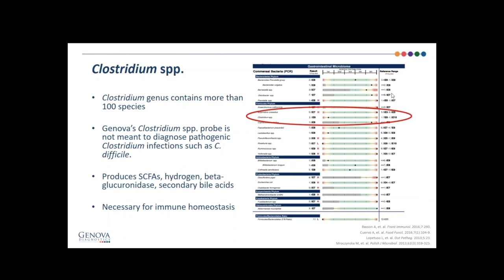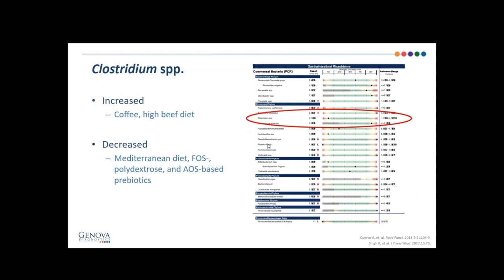Notice the numbers off to the right with the reference ranges. Clostridium is the highest compared to all these, with the e to the 10th power here. You can see some of the other ones are e to the 6, e to the 7, e to the 9th. So this was the highest with e to the 10th. It's increased with coffee and high beef diets, decreased with Mediterranean diets and different prebiotics.